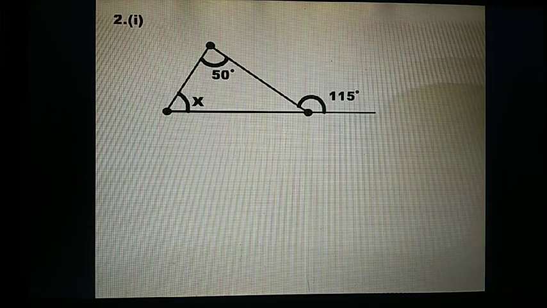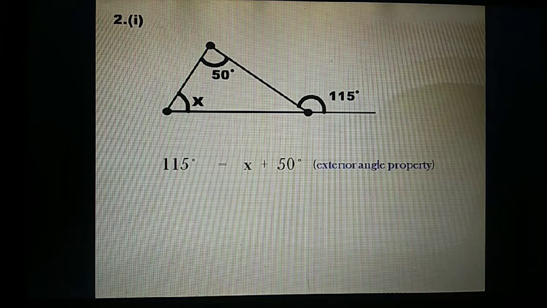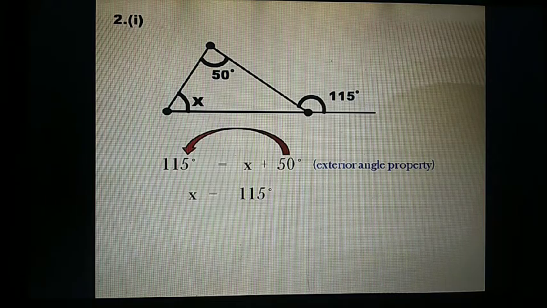Next, question number 2. Here, exterior angle is given to you, but one of the interior opposite angles is missing. Again, using the exterior angle property, here exterior angle is equal to sum of interior opposite angles. Shifting 50 degree to 115 degree, yes, the sign will get changed. Subtracting the two on the right hand side, you will get the value of x as 65 degree.